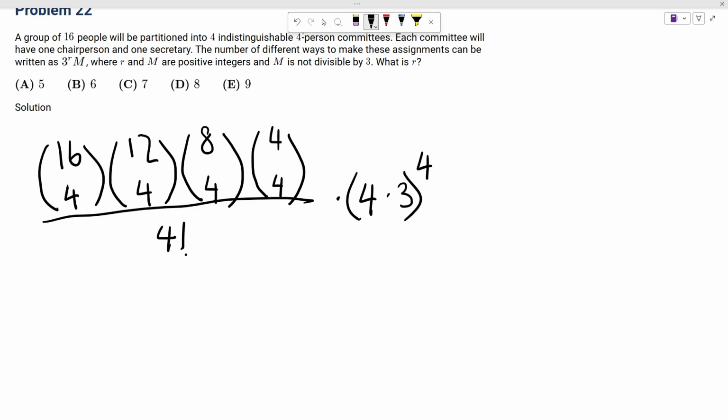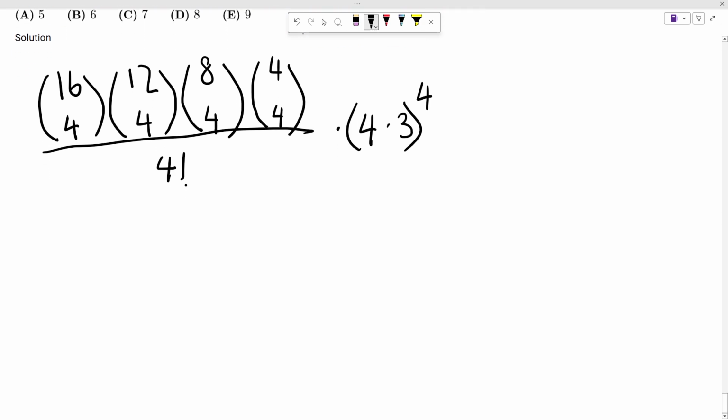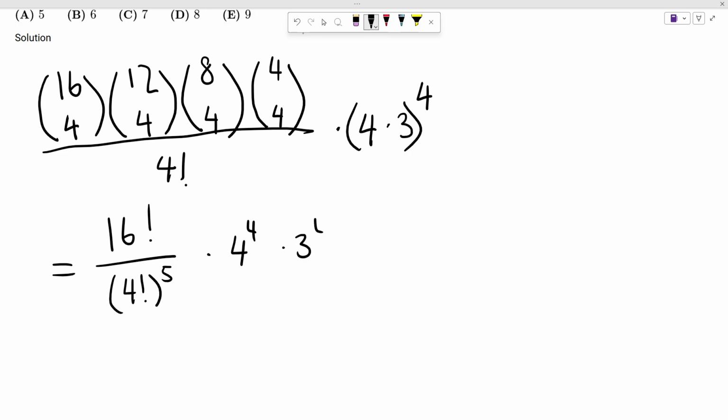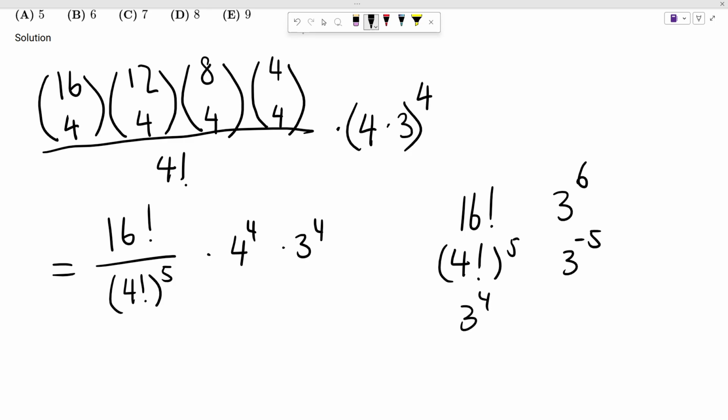And we're trying to find the number of factors of 3 in here. Well, if you'll notice, this is equal to 16 factorial divided by 4 factorial to the 5th power, multiplied by 4 to the 4 times 3 to the 4. Now, how many powers of 3 does 16 factorial have? There's 15, there's 12, there's 9, which contributes twice, there's 6, and there's 3, which means there's 6 factors of 3. 4 factorial has 1 factor of 3, but since it's to the 5th power, we have 5 powers of 3. And since it's divided, we have -5. And then 3 to the 4 is just 4 powers of 3. So once we add all of this together, we get that the total number of factors of 3 is 5.